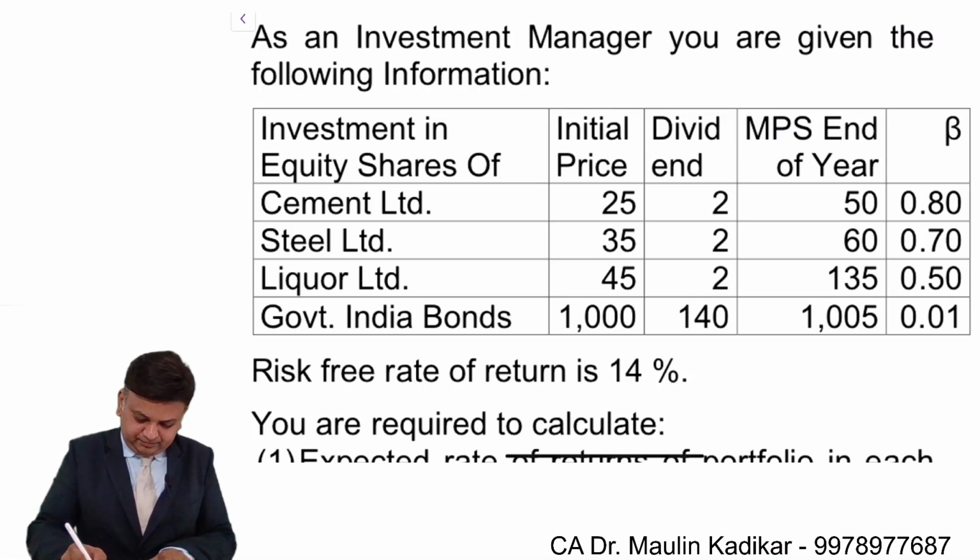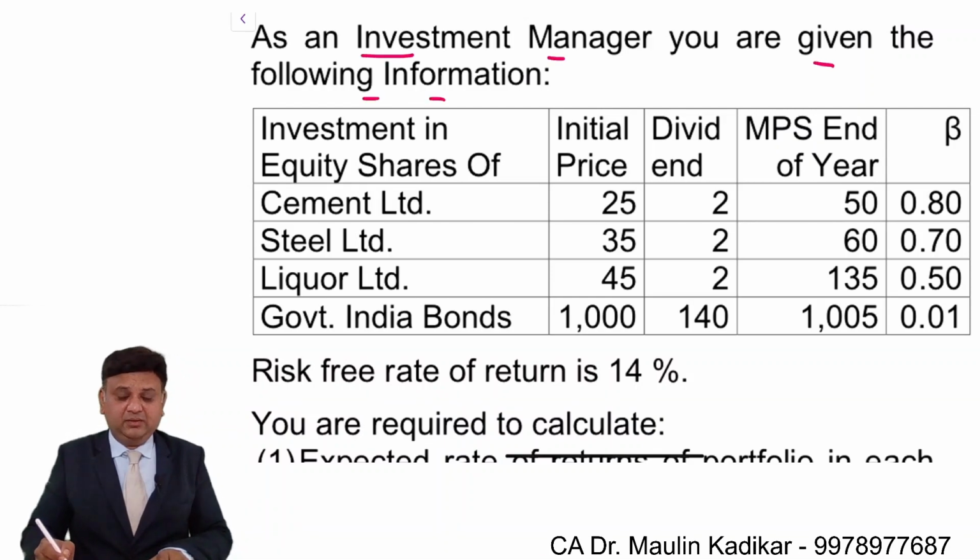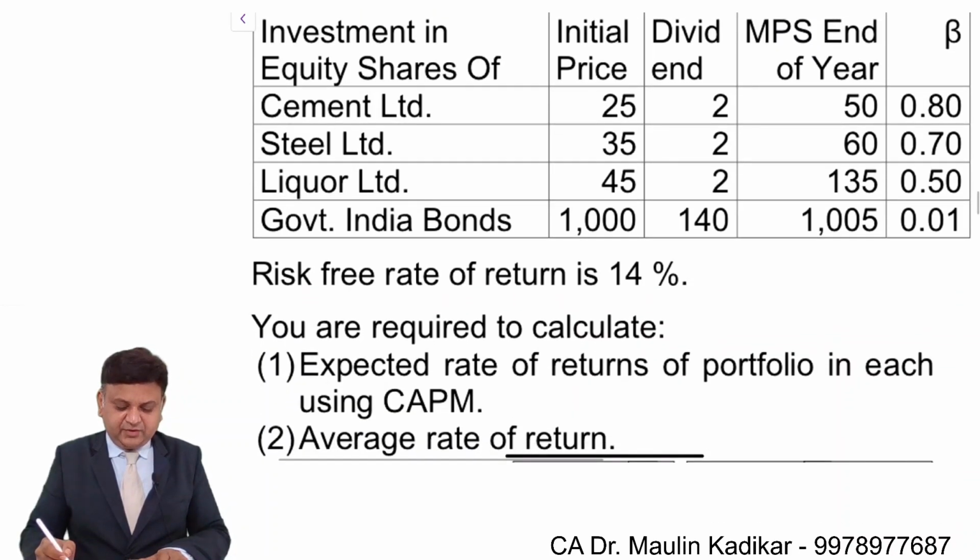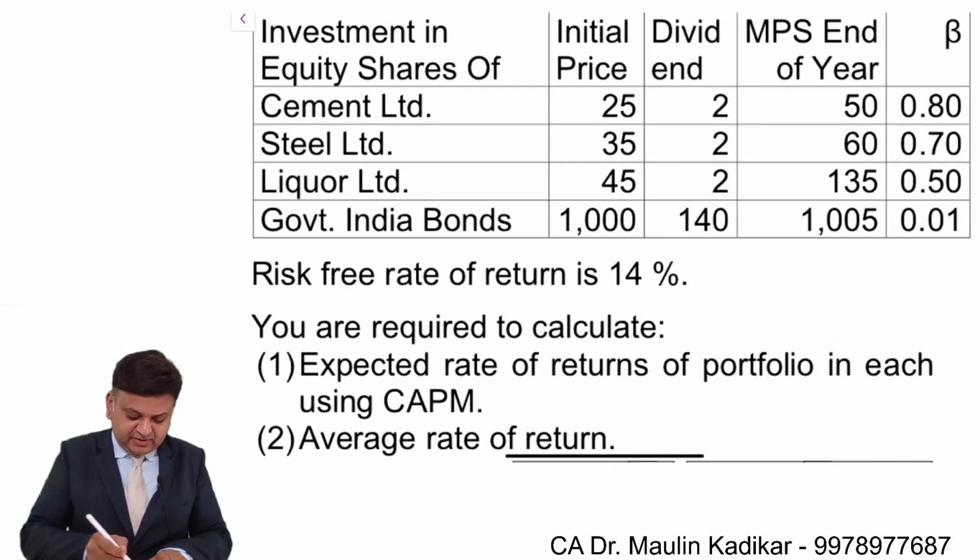Next question. As an investment manager, you are given the following information. Information is provided that the investment is made in Cement Limited, Steel Limited, Liquor Limited, and Government of India bond.